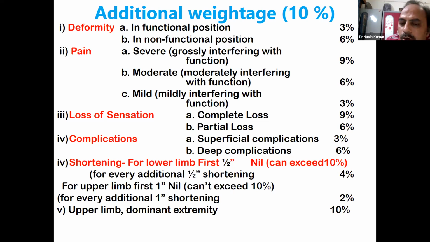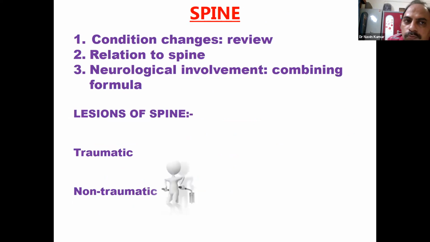And for upper limb, only the first 1 inch is nil, and after that every 1 inch is 2%, but it will not exceed 10. And for upper limb, there is one more extra component. If the dominant extremity is involved, we can directly add 10. So 10 plus extra points 10 also we can add. So a total of 20 extra points can be given if the dominant extremity is involved.